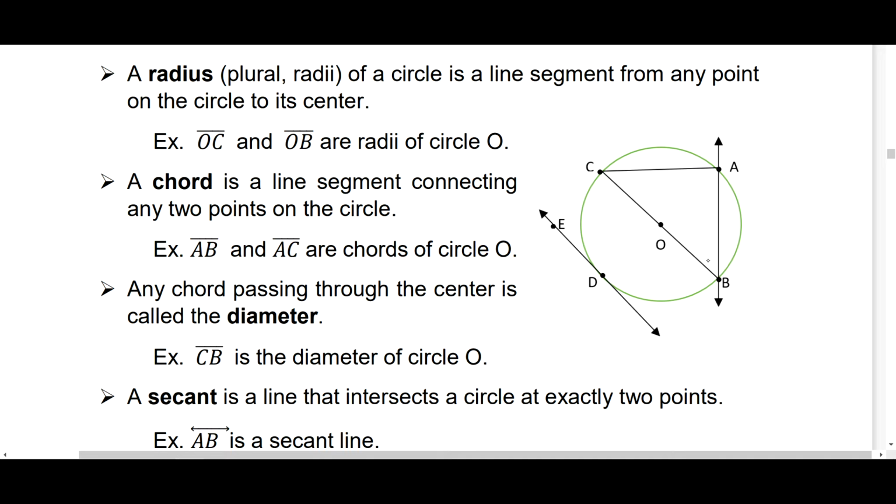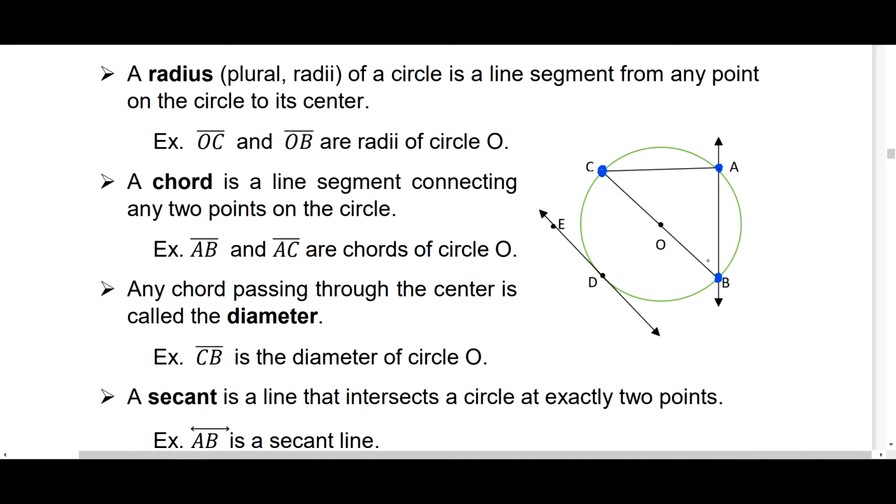Now, as you can see, this is a point on the circle connecting another point on the circle. This is chord AB. Next, we also have a chord AC. So C is also another point on the circle. So AC is also a chord. Now, a diameter is also a chord, but the diameter is considered as the longest chord.